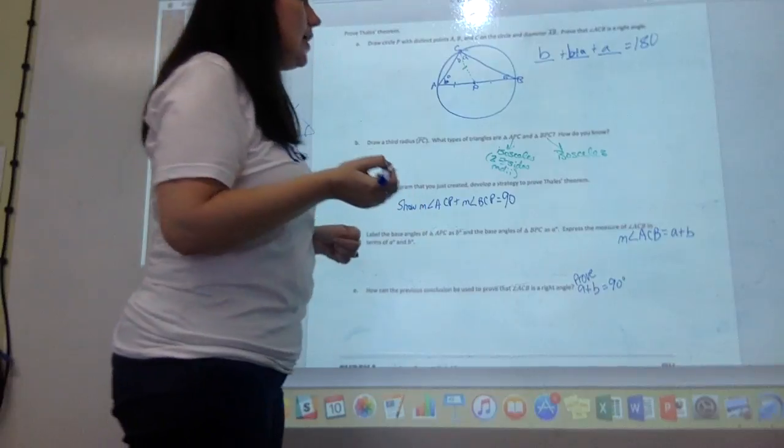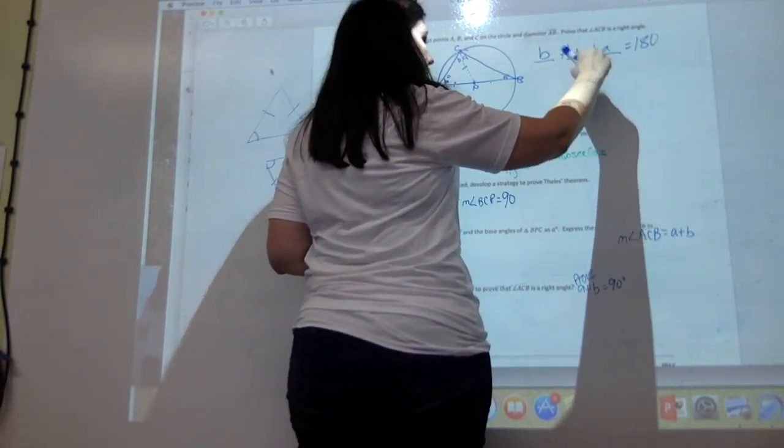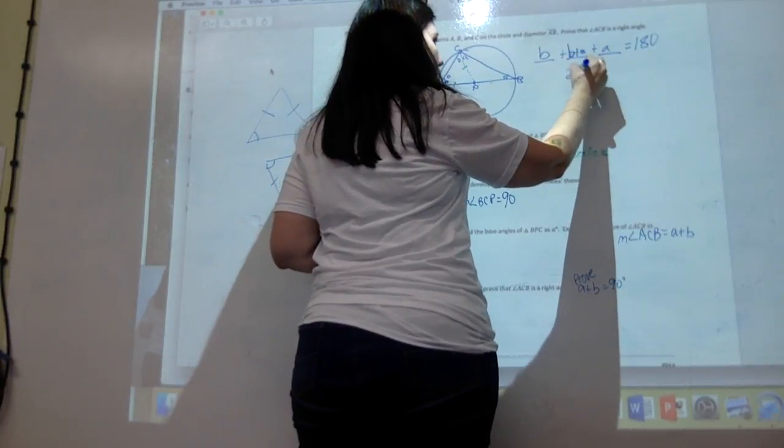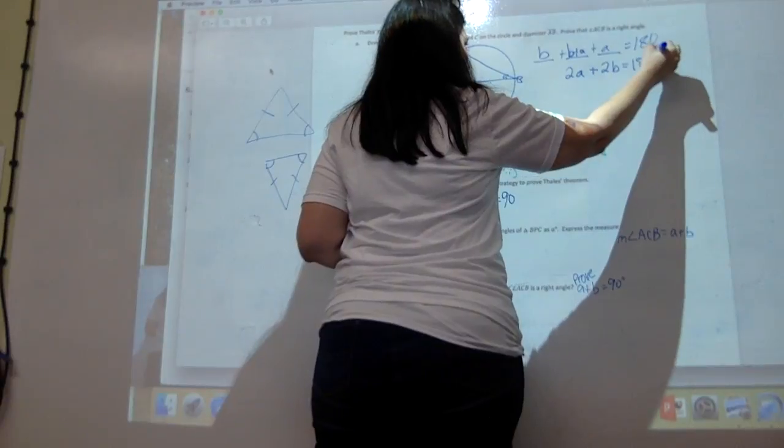Okay, so now can I simplify this? Yeah. So how many A's do I have? 2. And 2 A's plus 2 B's equal 180 degrees.